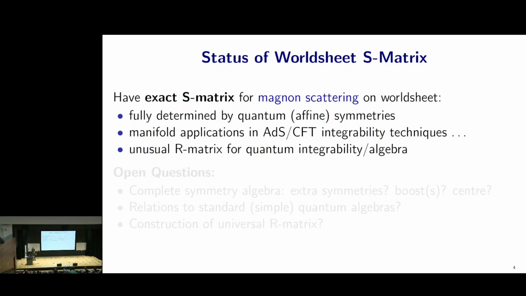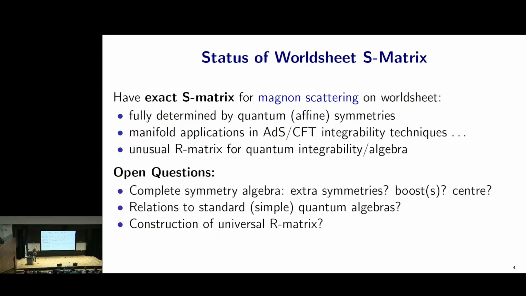but it's also a somewhat particular S or R matrix for quantum integrability, for quantum algebra, in the sense that it, for example, doesn't have a difference form, and thus there are also a couple of open questions, in particular regarding the symmetry. For example, what is the complete symmetry algebra that is related to this R matrix? Are there any extra symmetries? How about boosts that allow you to go from one reference frame to another? Or maybe there are some central charges.